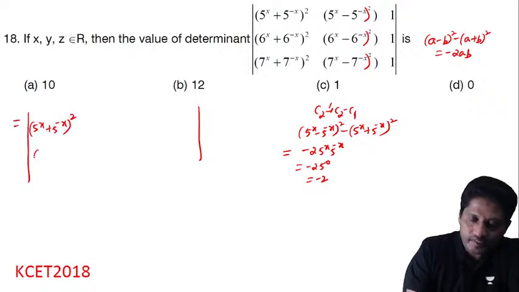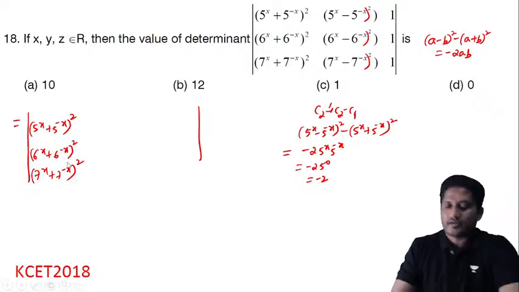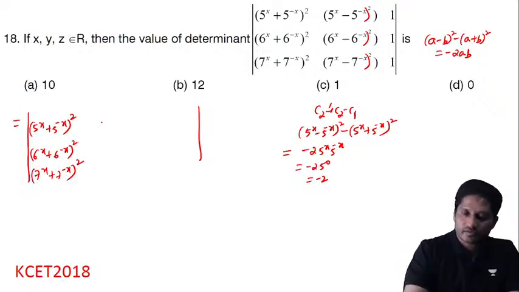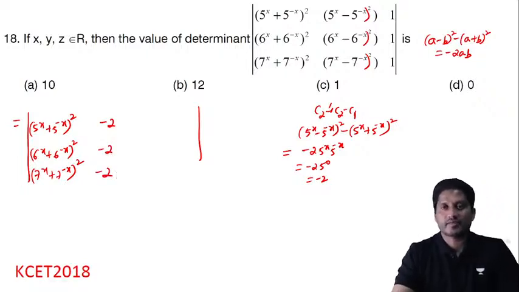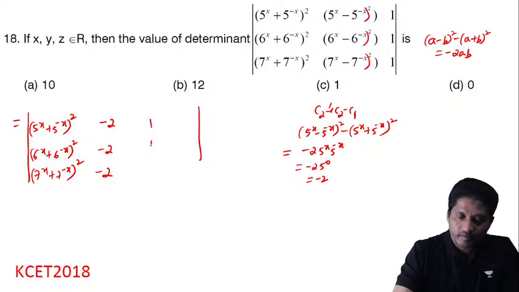On this one I'll keep as it is 6 power x plus 6 power minus x square. This is 7 power x plus 7 power minus x the whole square. Right, now if I subtract, this is minus 2. Similarly, this will be minus 2, this is minus 2. What I did here, do the same thing for 6 power x and 7 power x. It will be equal to 1 1 1.